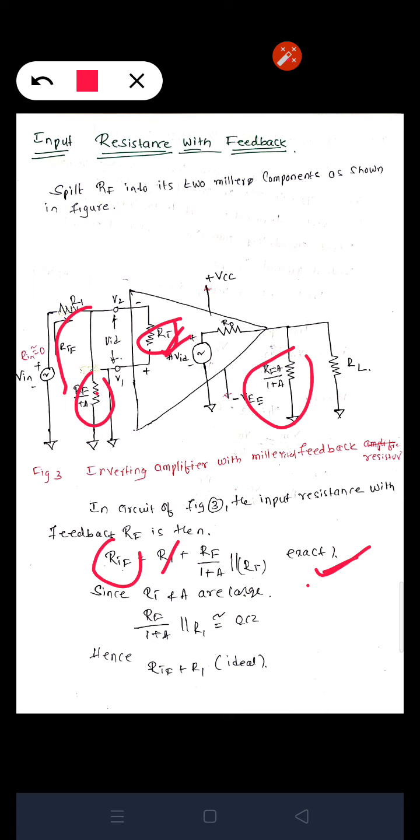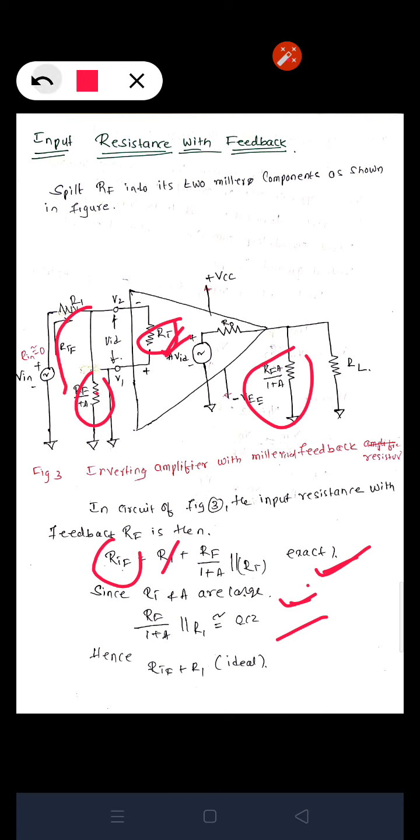Since our input resistance and A are very large, we can say that Rf divided by 1 plus A, which is in parallel with R1, is nearly equal to 0 ohm. Hence, for the ideal case, the input resistance RiF is equal to R1 plus Rf. Okay, this is for the ideal case.